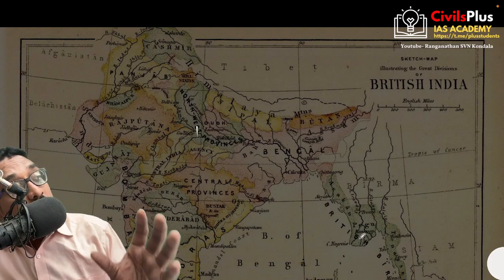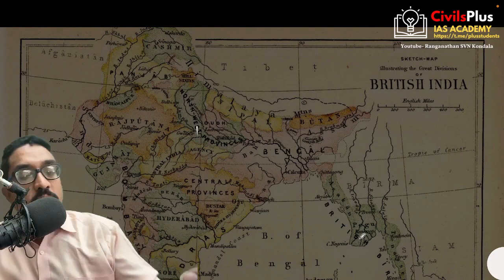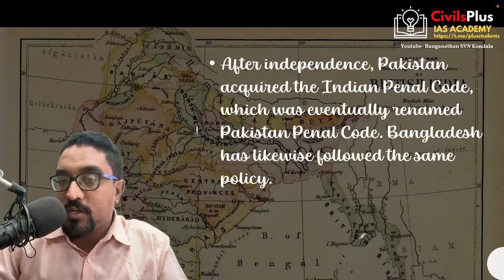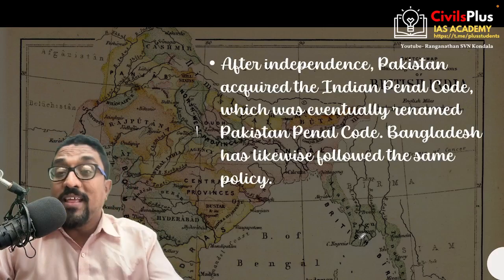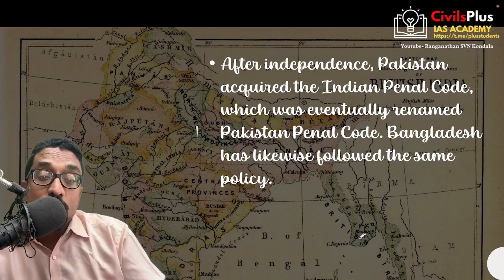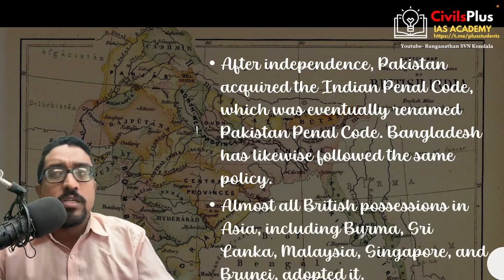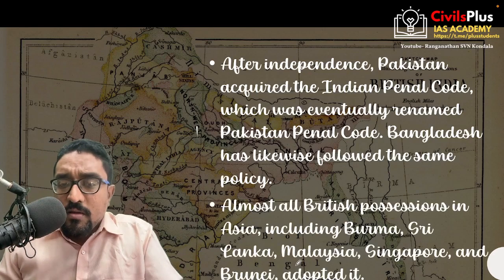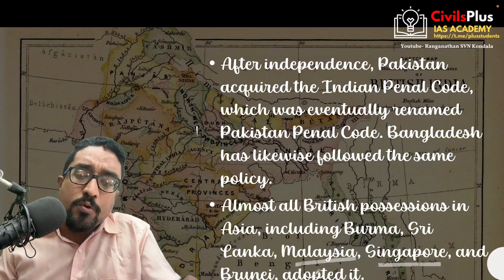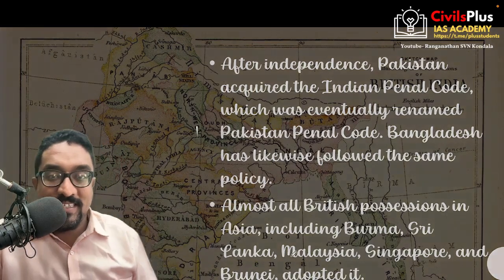In fact, the beauty is that the Indian Penal Code after independence continued in Pakistan as the Pakistan Penal Code, and in Bangladesh as the Bangladesh Penal Code. Eventually, this Macaulay's Penal Code or Indian Penal Code passed in 1862 remained an inspiration for many former colonies like Burma, Sri Lanka, Malaysia, Singapore, Brunei. Numerous places adopted these.